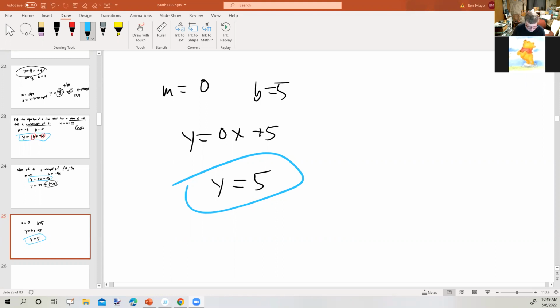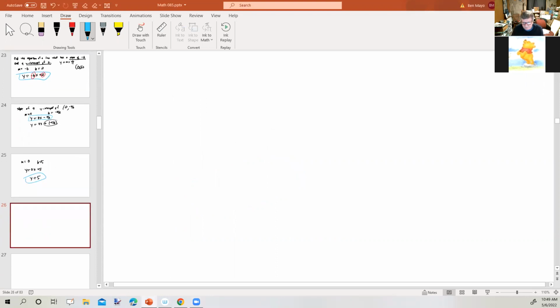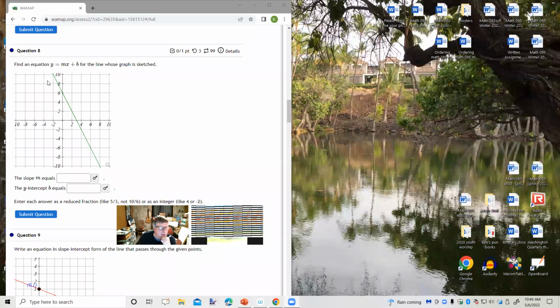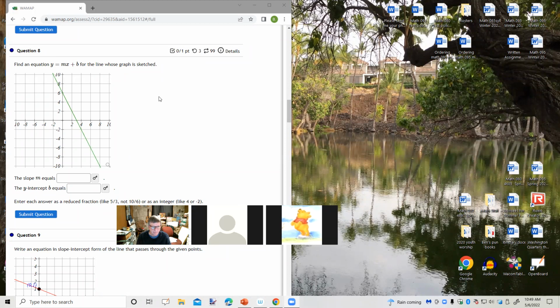Well, let's take a look at this one, number 8. Find an equation y equals mx plus b for the line whose graph is sketched. Okay, so the slope, first of all, looking at the graph, is the slope positive, negative, 0, or undefined? Negative. How do you know it's negative? Because it's going down from left to right. Excellent. And I'm glad you said from left to right. That's part of the process.